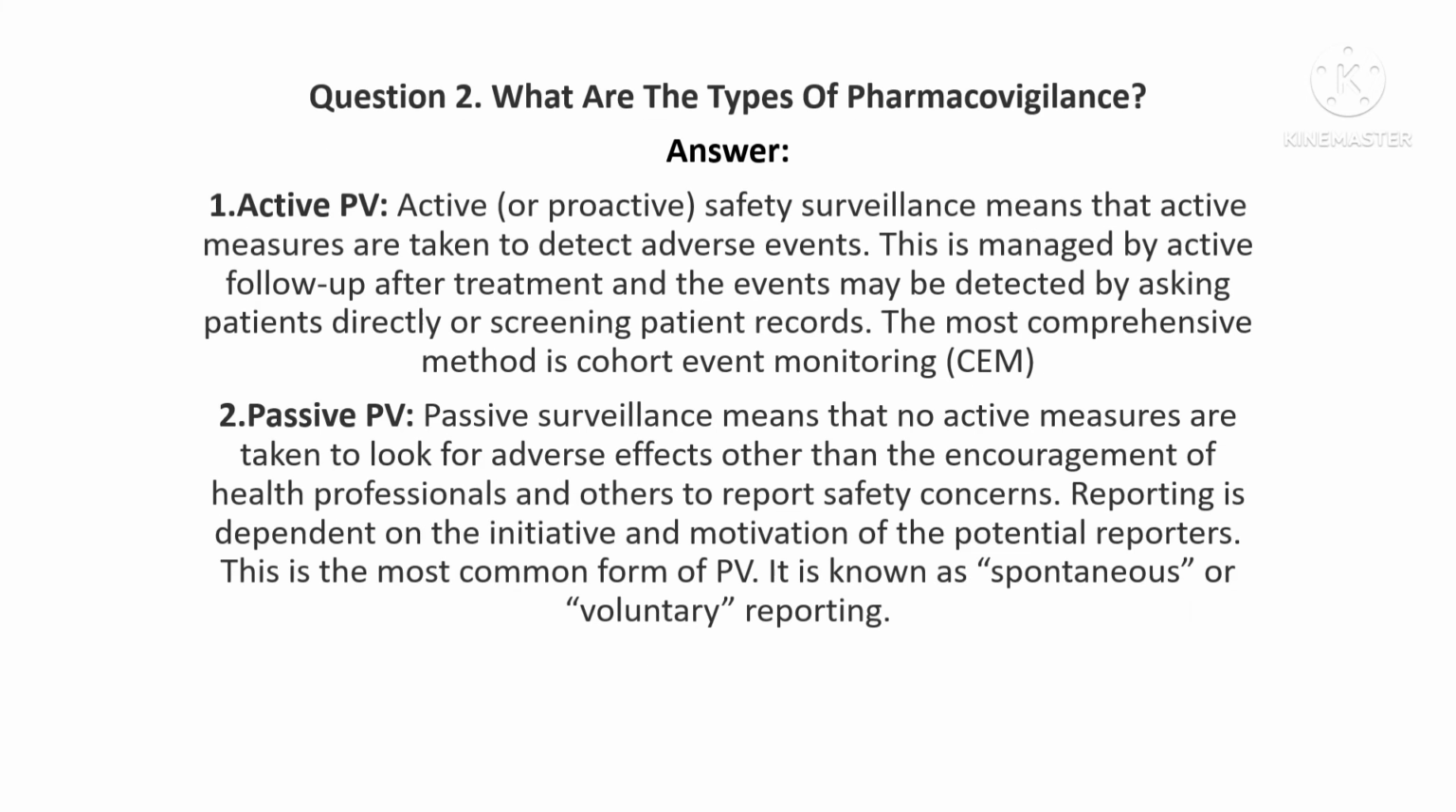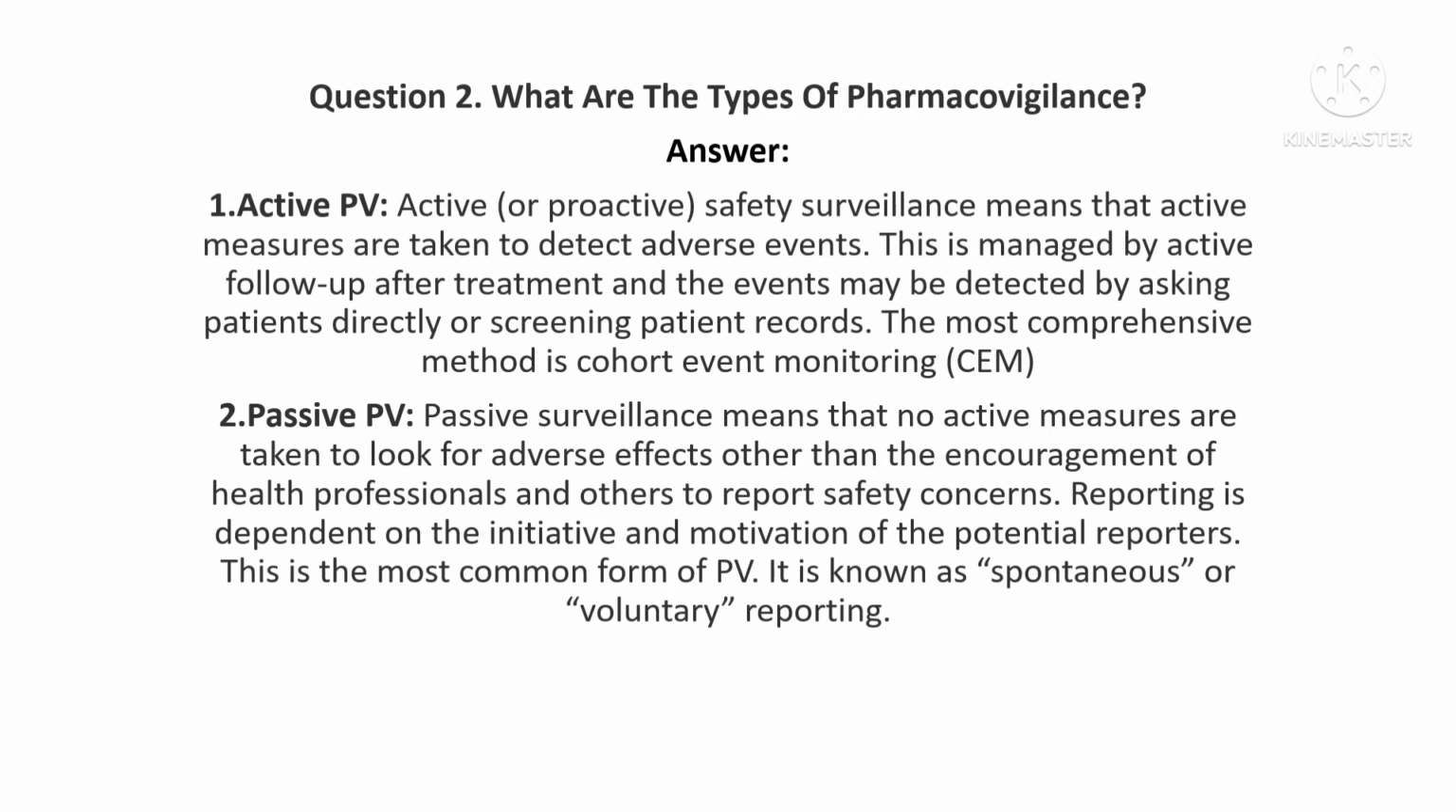Second question, what are the types of pharmacovigilance? The answer is there are two types of pharmacovigilance, one active PV and second passive PV. Active PV is safety surveillance, which means actively taking measures to detect adverse events. This is managed by active follow-up after treatment, and the events may be detected by asking patients directly or screening patient records. The most comprehensive method is the cohort event monitoring method.